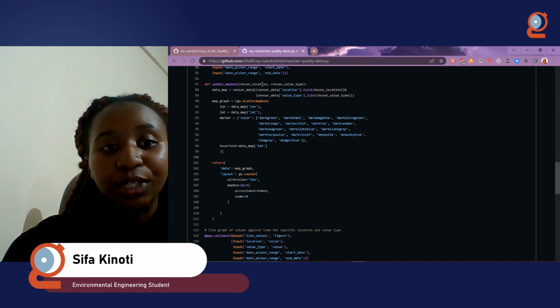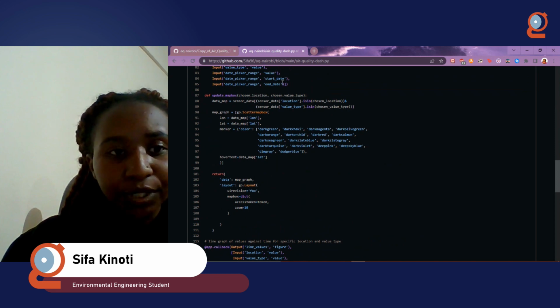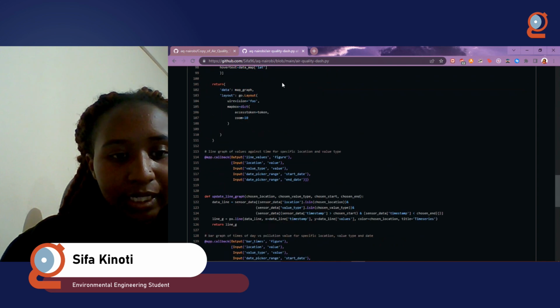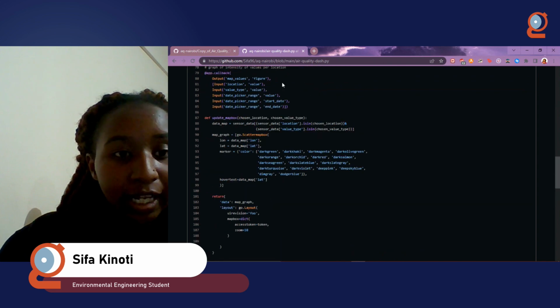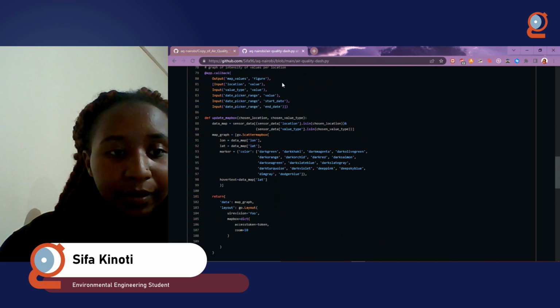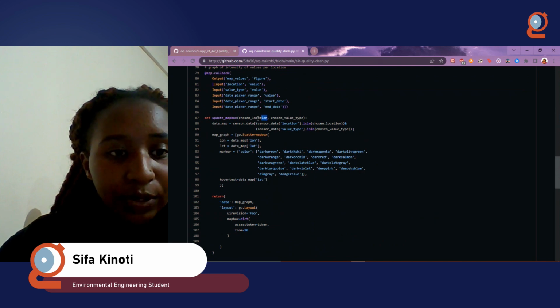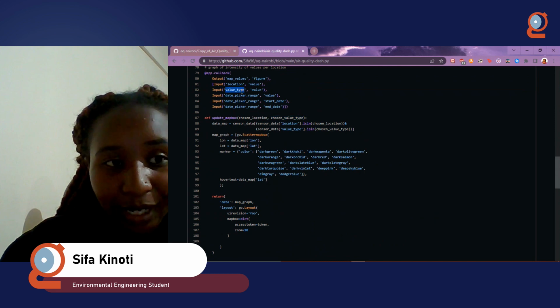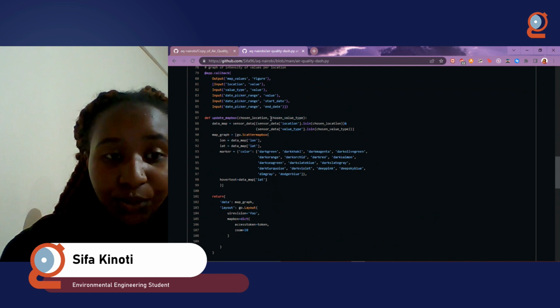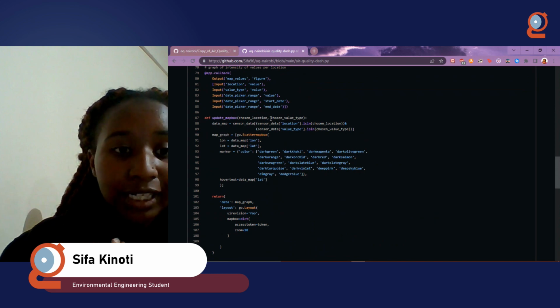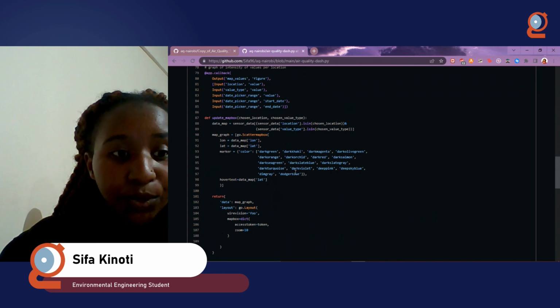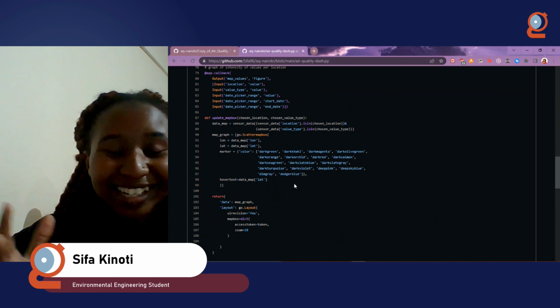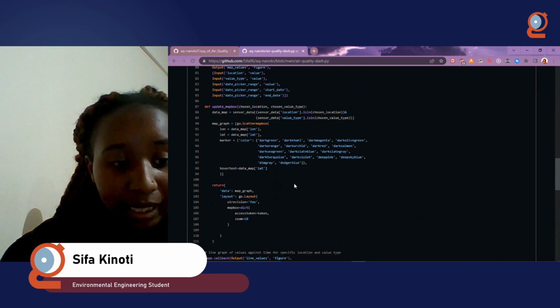And inside the function, you put in different parameters. This chosen location matches up to this first input, which is the location. And this chosen value type matches up to this value type. So those are the parameters that it would use, the specific location and the specific value type. And then you can also draw up your scatter map box. This is a sample code of how it would look, and then you return the map box.